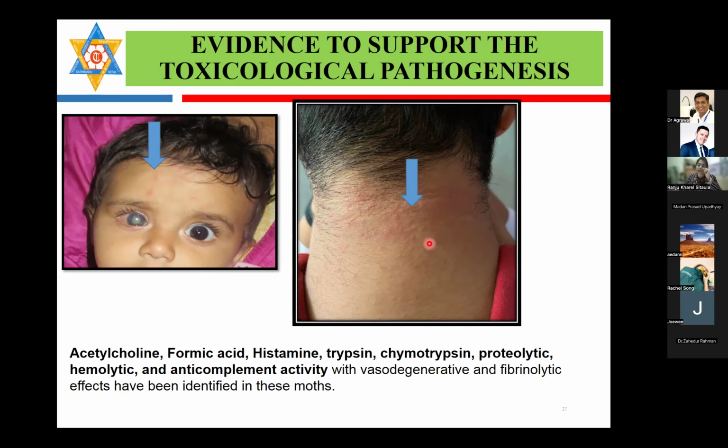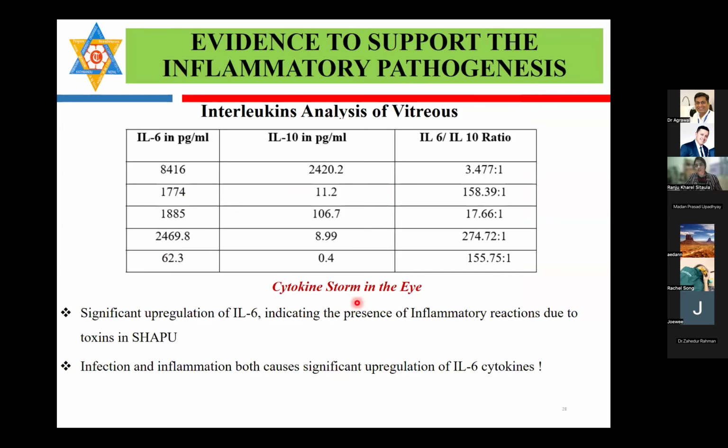And this picture is from one of our residents who was wearing an apron, and accidentally there was a white moth in that apron, and when he removed it, we found rashes on his neck surface. Luckily, he didn't get SHAPU. So there is evidence which says that these moths contain chemicals like acetylcholine, formic acid, histamine, trypsin, chymotrypsin, and some proteolytic, hemolytic, and anticomplementive agents, which could cause harm to any surface, and it could be the ocular surface also. So that was the toxicological buzz.